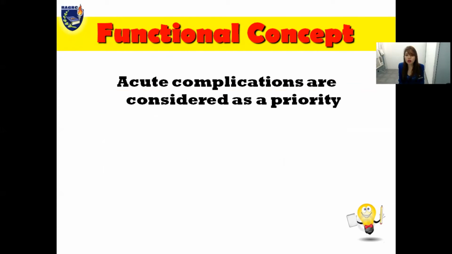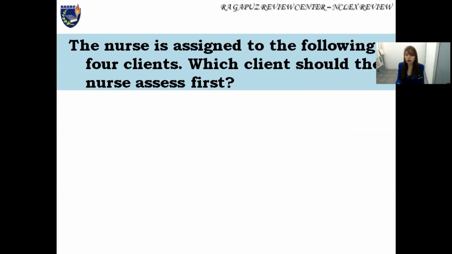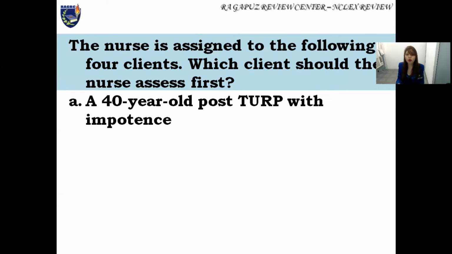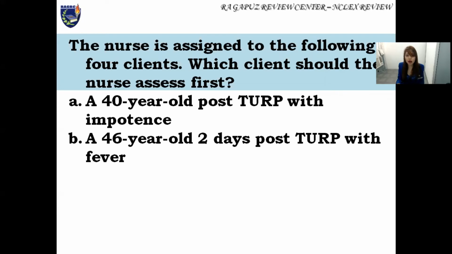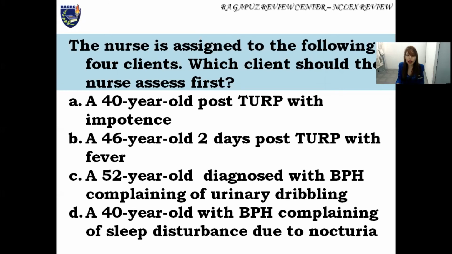So, another functional concept: acute complications are considered a priority. The nurse is assigned to the following four clients. Which client should the nurse assess first? A. A 40-year-old post-transurethral resection of prostate with impotence. B. A 46-year-old 2 days post-TURP with fever. C. A 50-year-old diagnosed with BPH, complaining of urinary dribbling. Or D. A 40-year-old with BPH, complaining of sleep disturbance due to nocturia.